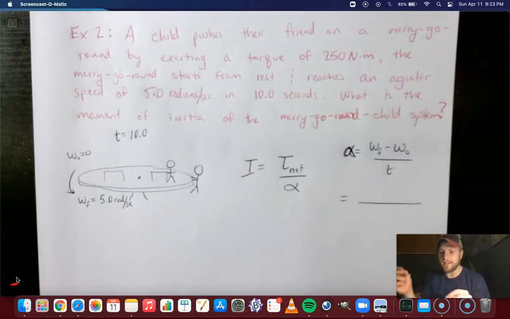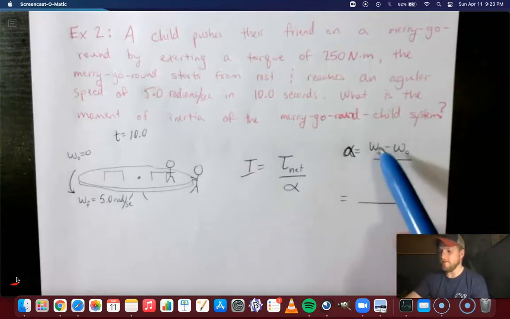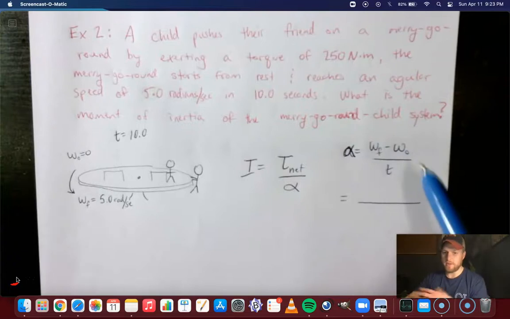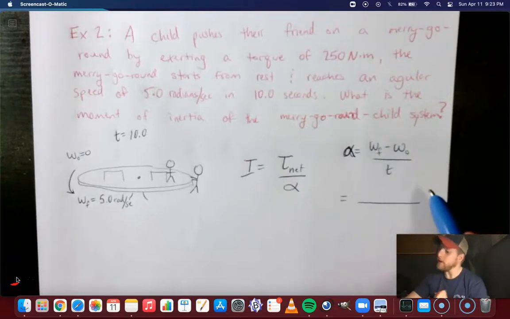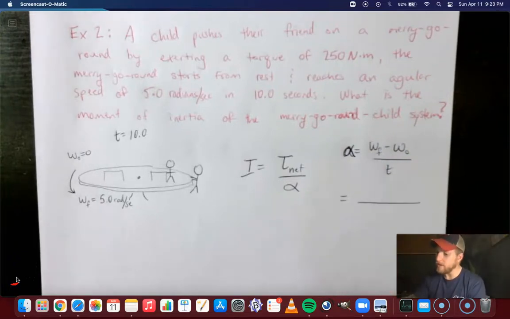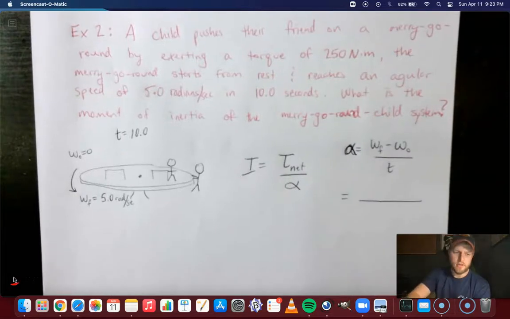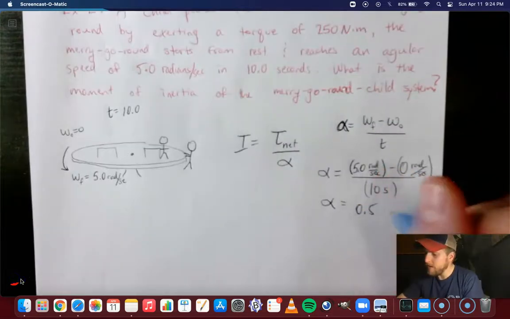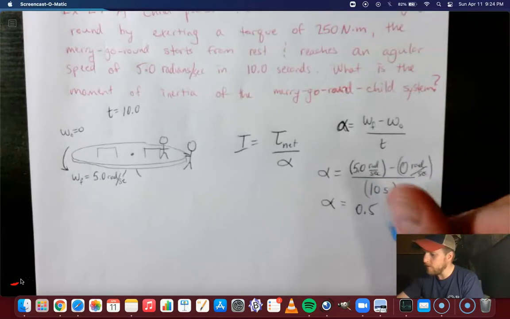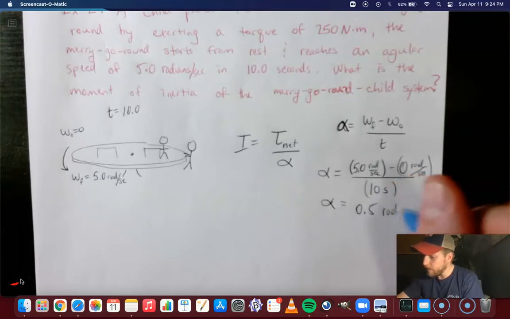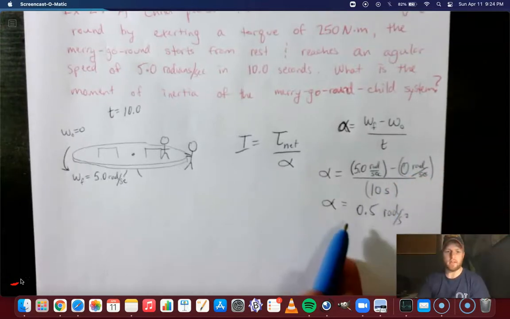Remember, if you're not sure, you can always go back. What is linear acceleration? Linear acceleration is the change in velocity over time, v final minus v initial. So there's our analog showing up again, helping us out. Let's pop in the numbers and calculate the angular acceleration. I might try to make the numbers nice and easy. We end up with 0.5. That's radians per second squared for the angular acceleration.